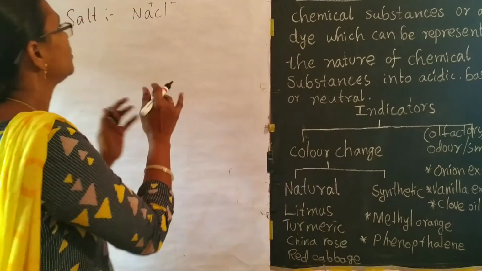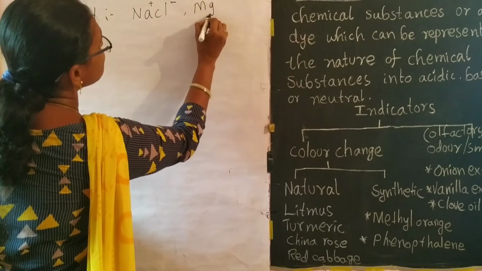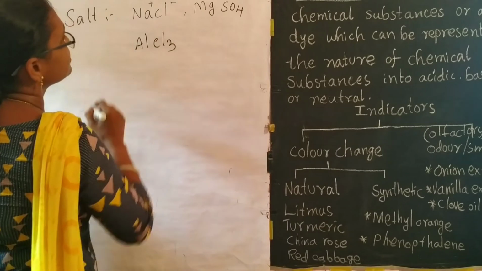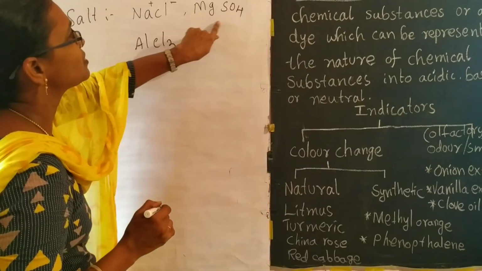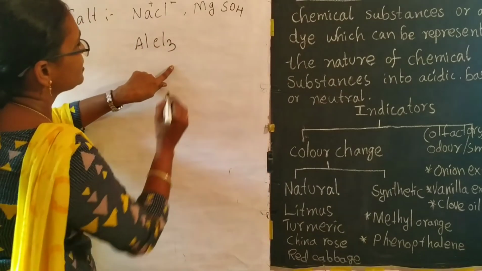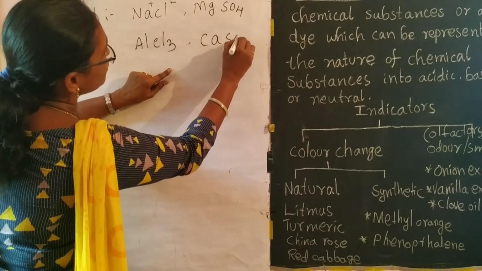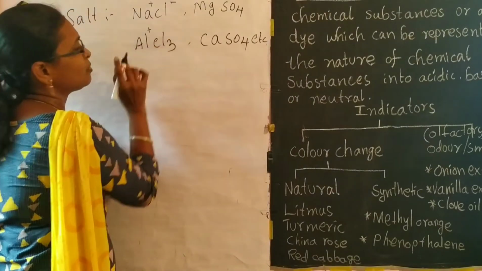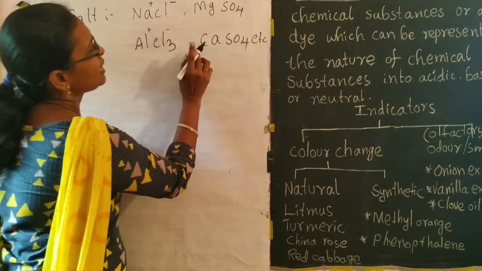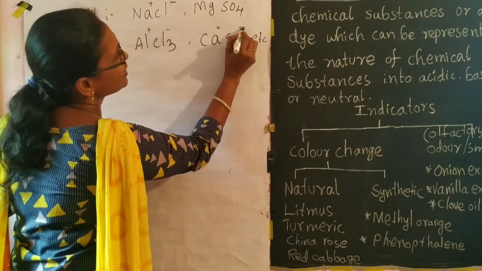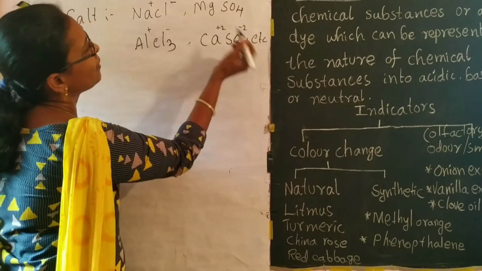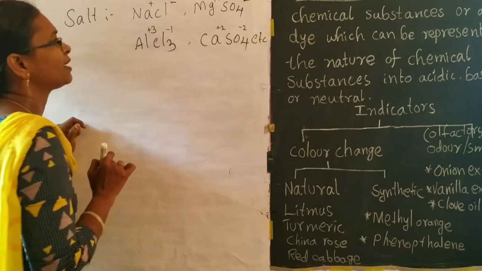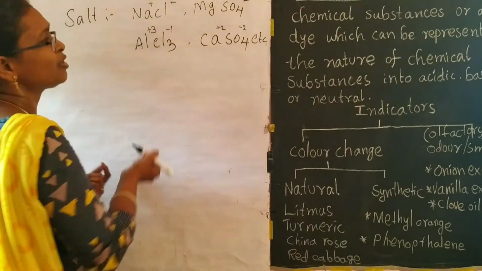Examples you can take: MgSO4, AlCl3, sodium chloride, magnesium sulfate, aluminium chloride, and CaSO4, calcium sulfate, etc. Wherever you take aluminium, a metal, with chlorine, a non-metal, or calcium, a metal, with SO4 2-, charges will be there. This is +2, -2. Magnesium, the same thing, +2, -2. Here +3, chlorine -1, so 3 atoms are there. Here +1, -1 as usual.